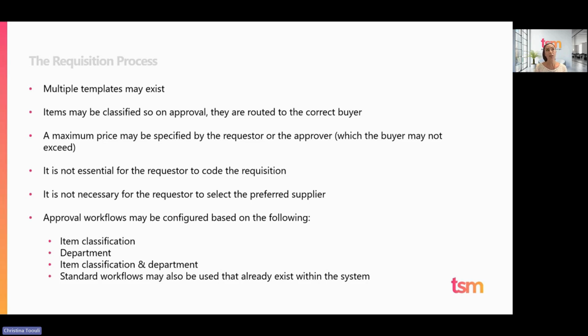Approval workflows can use a slightly different approval workflow engine. You can utilize the approvals that you've got within the rest of the system, so you can still have nominal based approvals or use the workflows that you've already configured, or you can utilize a different engine where it sends items off for approval based on the classification or the category of the item, or based on the department, or a combination of the type of item and the department. So you've got lots of flexibility around approvals on requisitions as well.